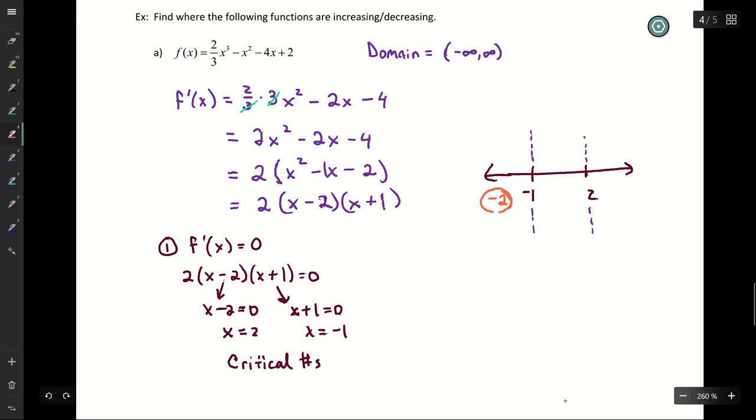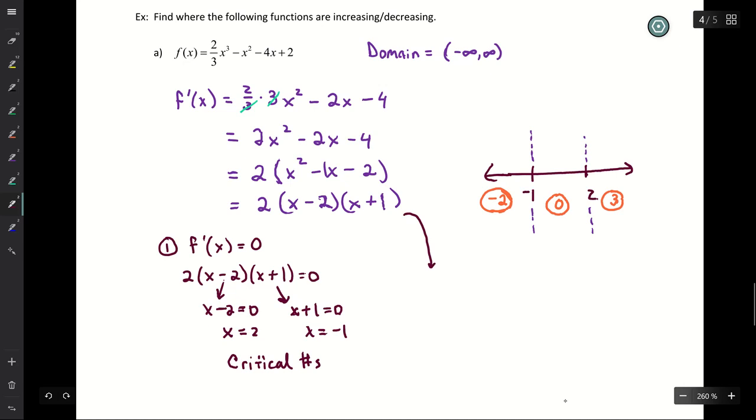And what I normally do is I circle them so that I can tell that's a test value, not a critical number. Then pick something nice between -1 and 2. The nicest thing I know there is 0. So I'm going to do that. And then pick something to the right of 2. We could use 3. Now, what you want to do with these test values is plug them into the first derivative. So we have a really nice expression for our first derivative, and that is here.